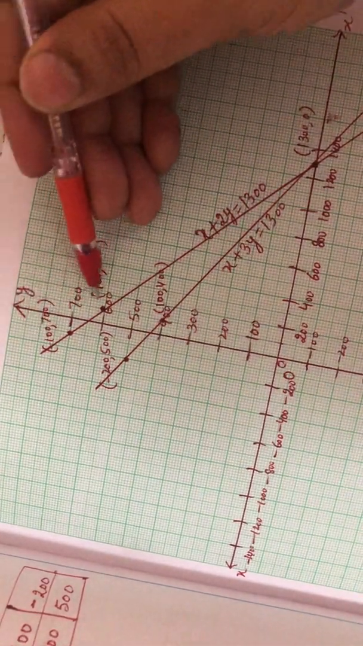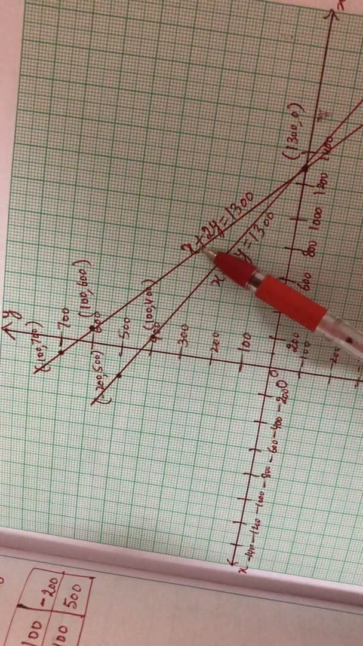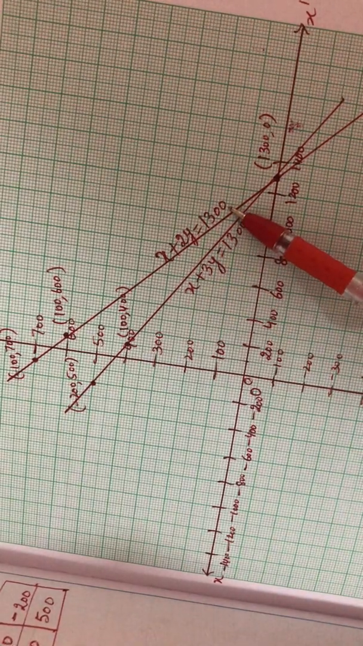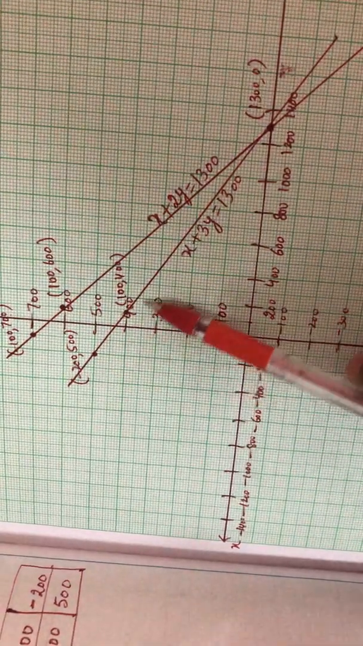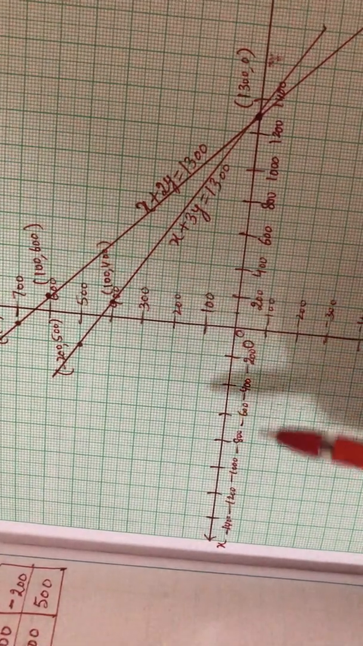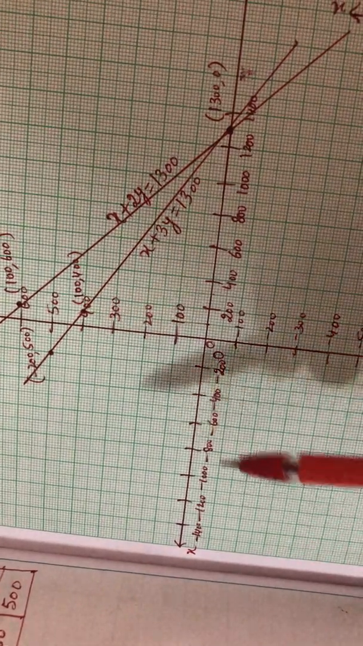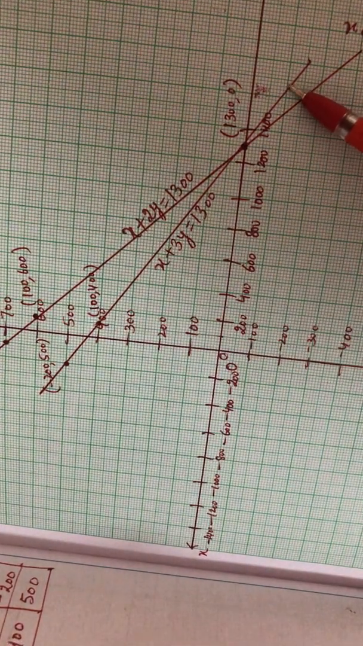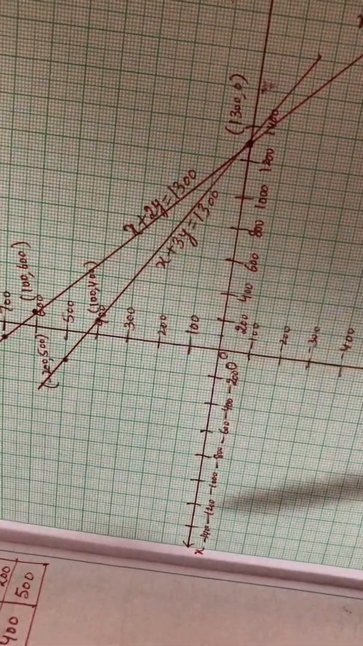So after plotting these 3 points, we'll join them with the help of a scale. So we get this graph. This is the graphical representation of the first equation, x plus 2y equals 1,300. Similarly, we'll plot these points also, and after plotting these points we get the graph in this form. So this is the graph of x plus 3y equals 1,300. As I told you, we have 3 cases. Either the graphs of both the equations will intersect, so you can see here in this case the graphs of both the equations are intersecting at this point, right? The graph is in intersecting form.